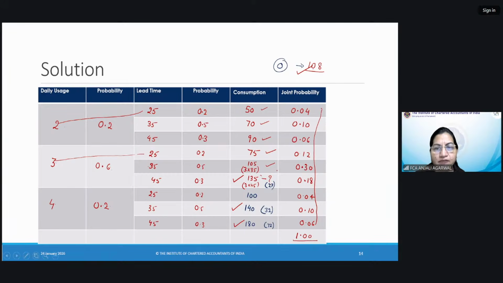So this tells us there are 4 situations. Even if we keep a zero safety stock, that means our reorder level is 108. And if your reorder level is 108, there are only 3 situations when you are stock out. If the consumption goes to 135, if the consumption goes to 140, or if the consumption goes to 180. Rest all the figures are below 108. So there are 3 scenarios of being stock out with a probability of 0.18, with a probability of 0.10, and this one with a probability of 0.06.